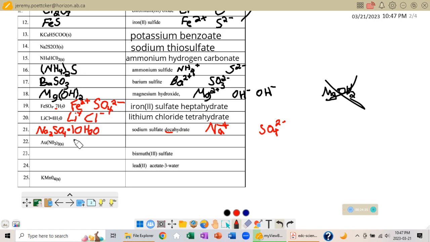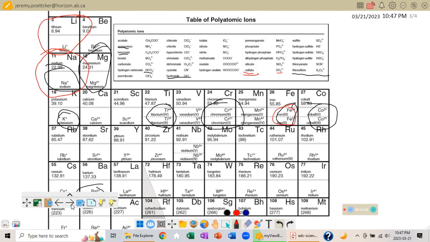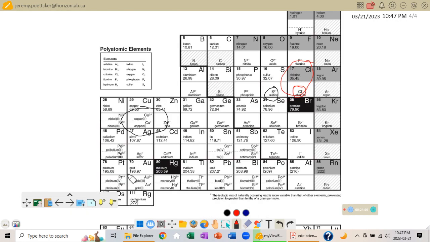Lovely. All right, then I've got Au(NO3)3, and it's a solid. That's the little s there. So Au, let's find that on the periodic table. I know off the top of my head that it is gold. But there it is, and I find out, oh no, it can have either a 3 plus or a 1 plus charge. So I'm actually going to have to do a little bit of work with this one.